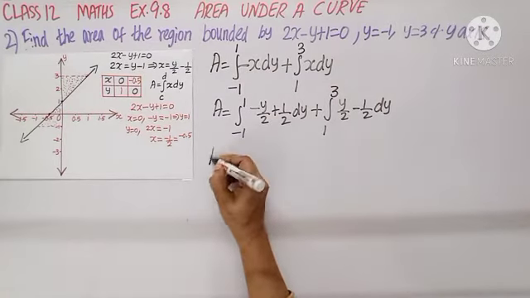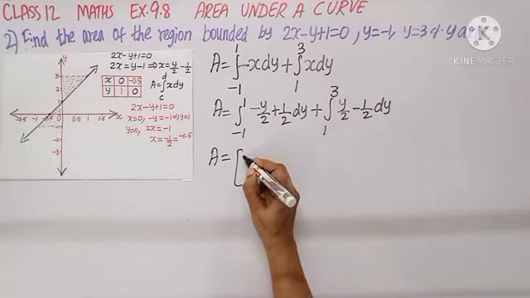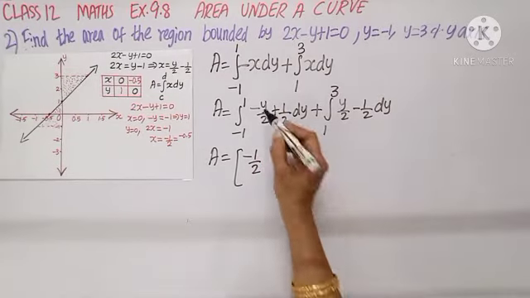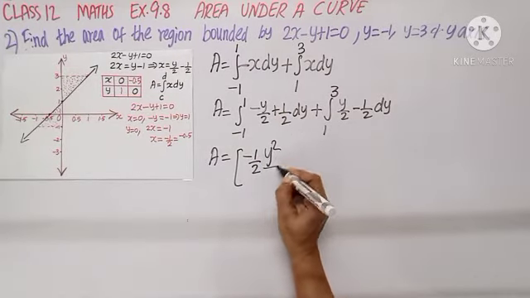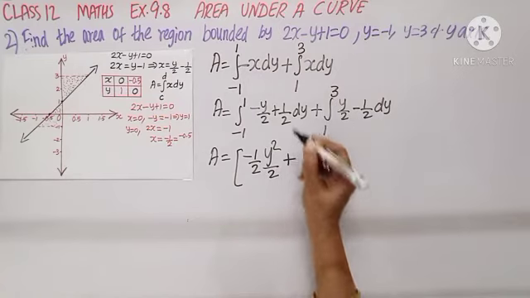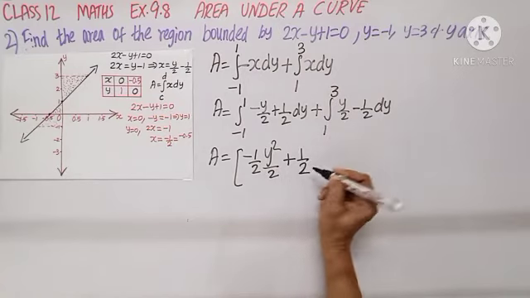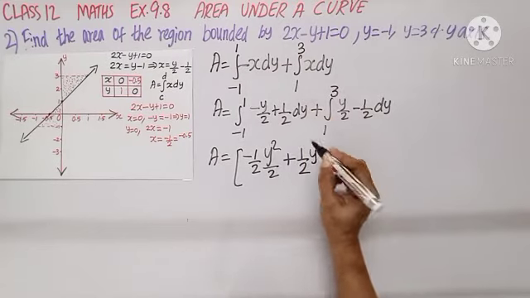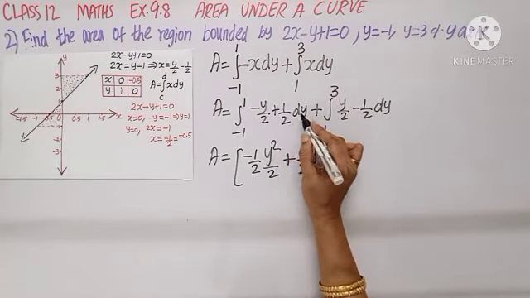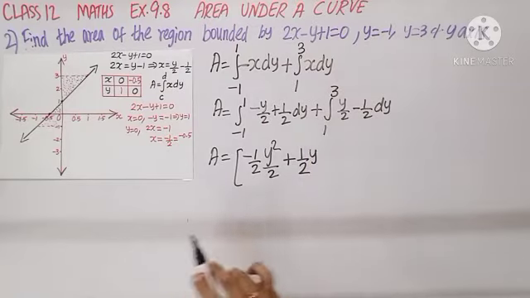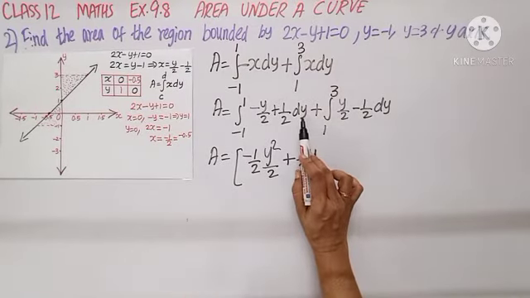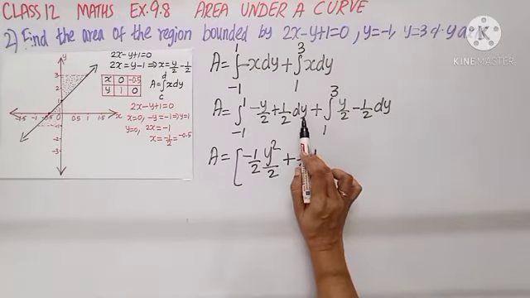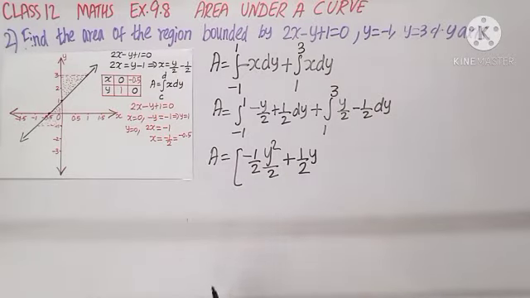Let us integrate. Minus 1 by 2 stays as it is. Y will become y square by 2, plus 1 by 2 stays as it is, and the constant becomes into y, so half becomes half into y. In the previous problem we had dx, so we put x. Now I have dy, so I have to put y.